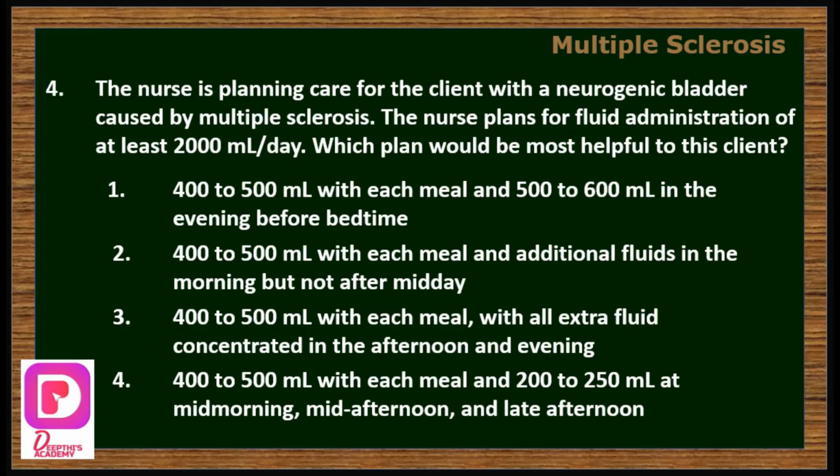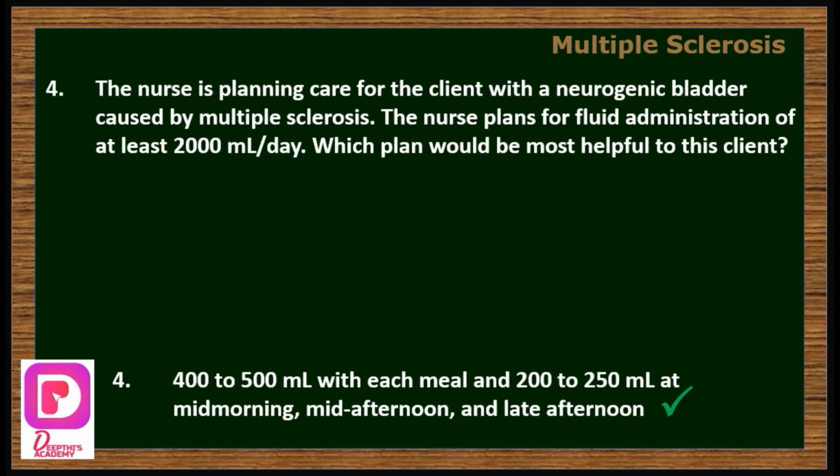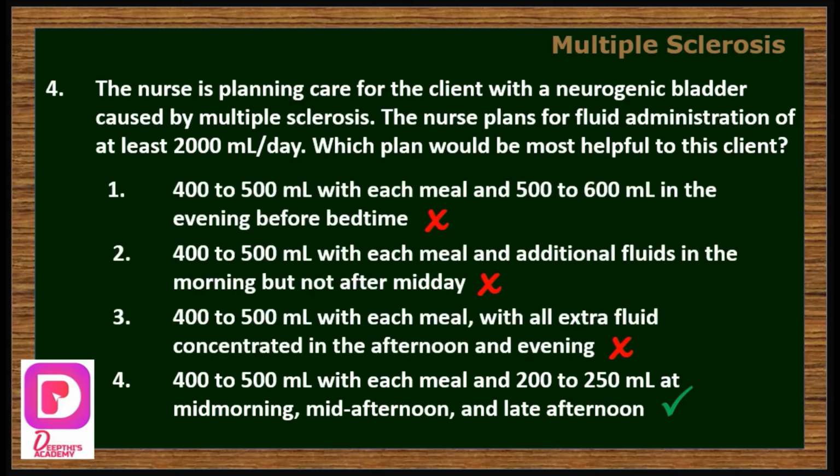So, spacing fluid intake over the day helps the client with a neurogenic bladder to establish regular times for successful voiding. Omitting intake after the evening meal minimizes incontinence or the need to empty the bladder during the night. So, option number 4, that is 400 to 500 ml with each meal and 200 to 250 ml at mid-morning, mid-afternoon and late afternoon is the right answer.